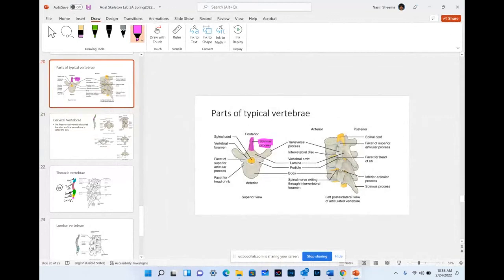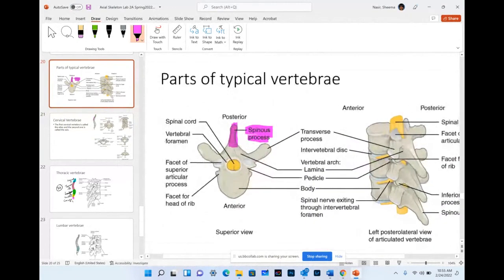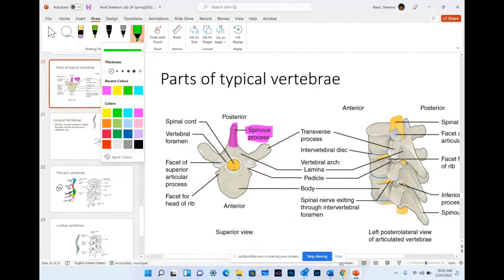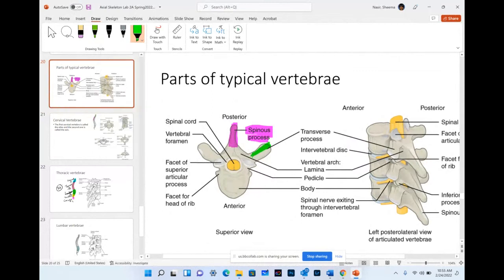Then you have transverse processes. Transverse processes go transversely sideways. Do you understand? So, spinous process, transverse process. Spinous process, think of it like a nose. And transverse processes, think of it like ears going sideways.